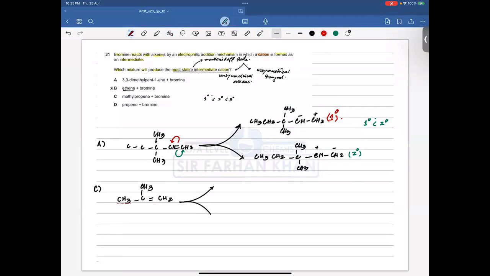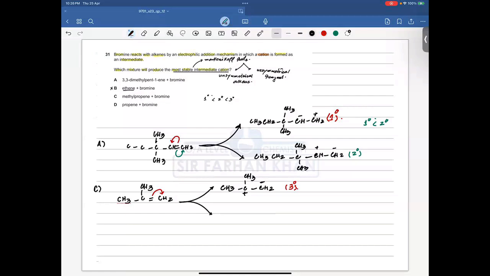If I shift this pi bond onto CH2, obviously CH2 is going to be negative while carbon is going to be positive. And since carbon has positive charge and it has no hydrogen atom, it's going to be a tertiary carbocation. When carbon has positive charge and it has no hydrogen, that means it is tertiary.